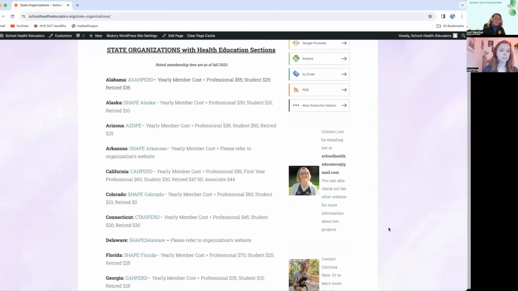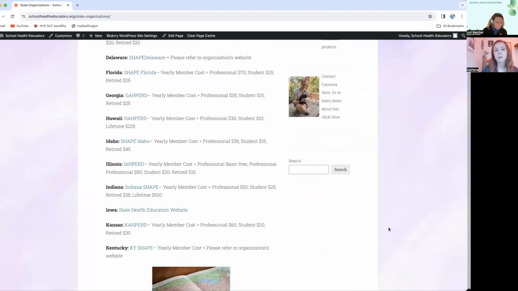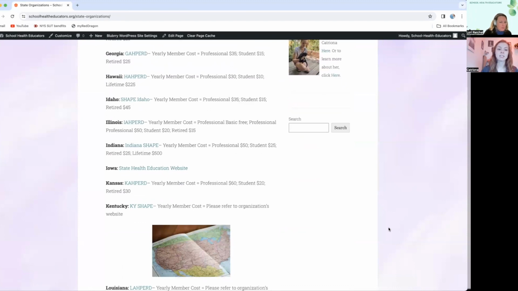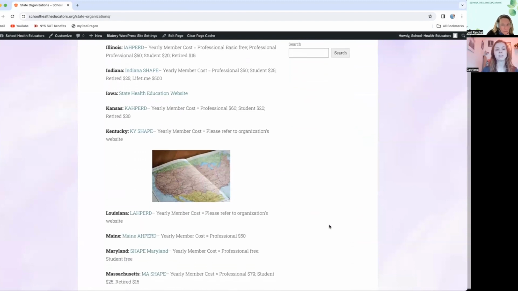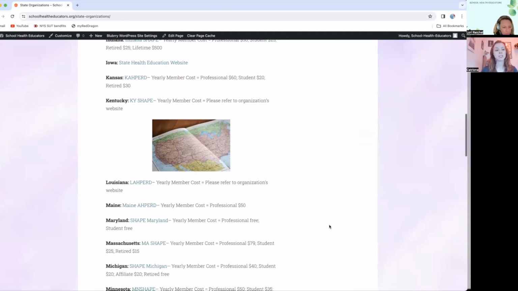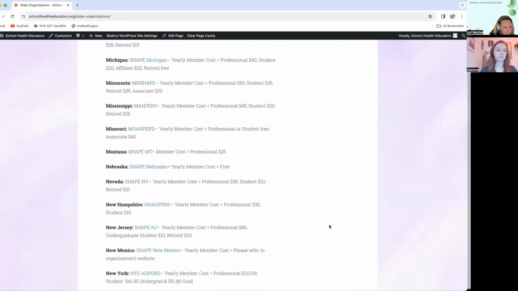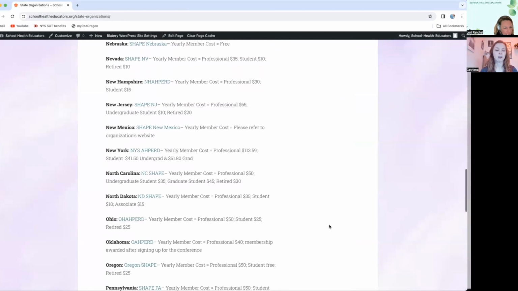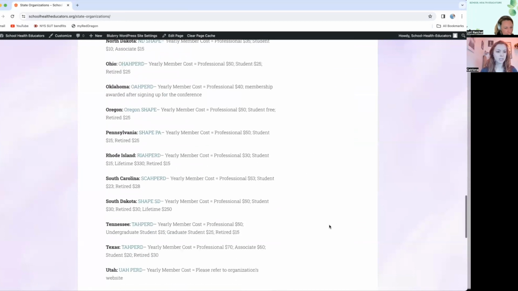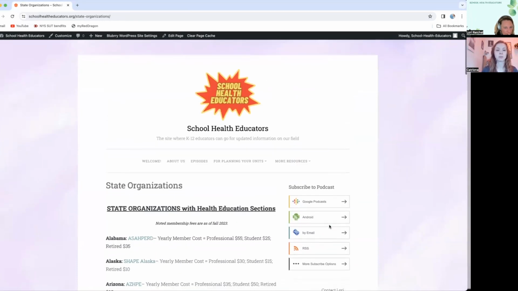The ones that do not have information readily available and are easily contacted, those ones, it says, please refer to the state organization's website. But we did the best we could in finding everything that we could about each individual state. So that is there for you to use. There are also national organizations, which is also its own page.